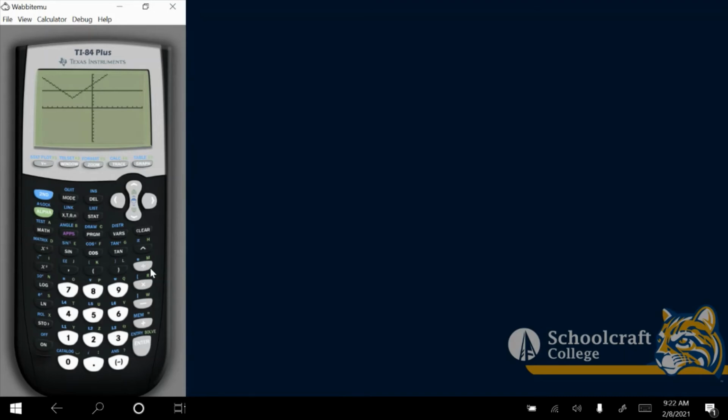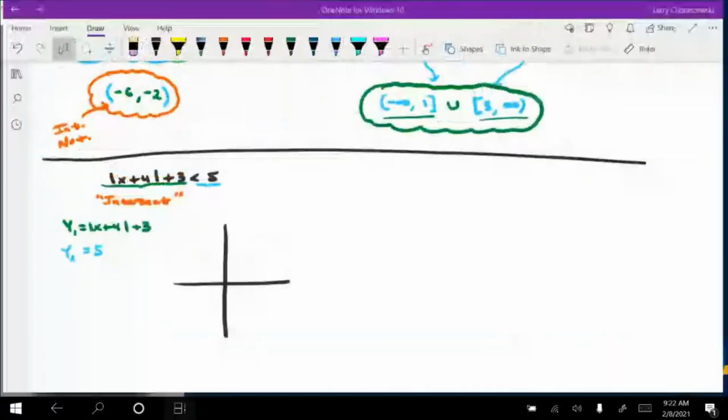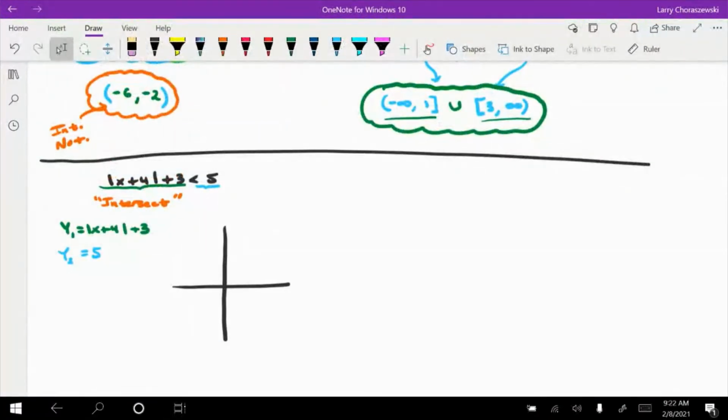Just kidding. But are you guys getting the same graphs that I'm getting? Sweet. All right. Now, let me sketch those out. Very good. Y1 did something like that. Y2.